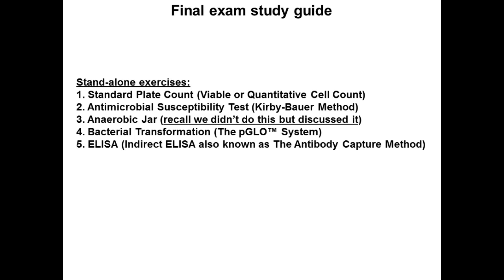Bacterial transformation is what we're going to do next week using the pGLO system. We're going to make green glowing E. coli. Pretty cool. And then in the last lab, you're going to do ELISA, and the type of ELISA we're going to utilize detects the presence of antibodies. That's referred to as an indirect ELISA. There are two different types of ELISAs that we'll talk about.